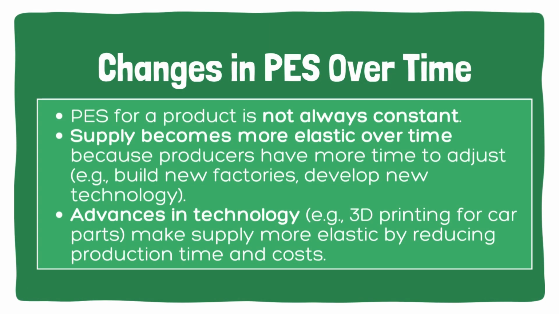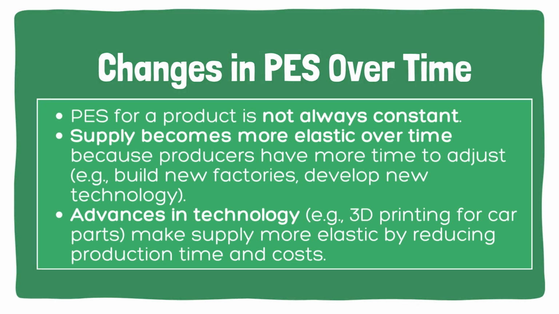Elasticity of supply can also change over time. In the short run, supply is often more inelastic because firms cannot quickly alter production levels. But in the long run, it becomes more elastic as producers can expand factories, switch resources, and adapt to new technology. Technological advancements, in particular, make production faster and cheaper, leading to more elastic supply. For instance, improvements in printing technology have made it easier to produce and distribute magazines, allowing publishers to quickly introduce or withdraw titles based on demand.